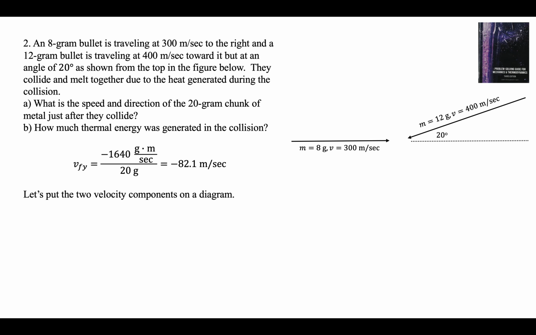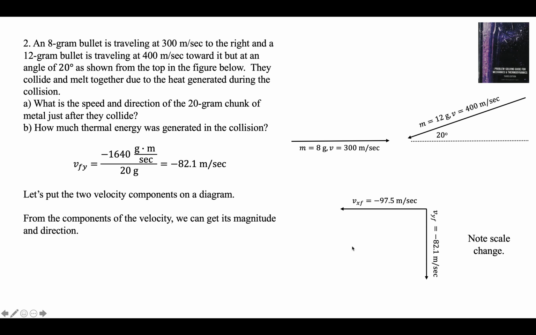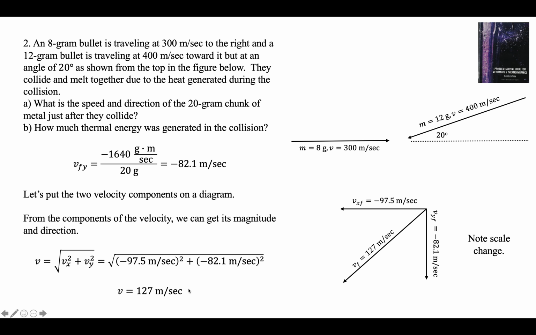Let's put these velocity components on the diagram. There's v sub x final and v sub y final of the 20 grams of hot lead. Now we can get the magnitude, which we call its speed, v sub x squared plus v sub y squared, square root, and we get 127 meters per second, and let's put that on the diagram as well. There's the final speed of the bullet.